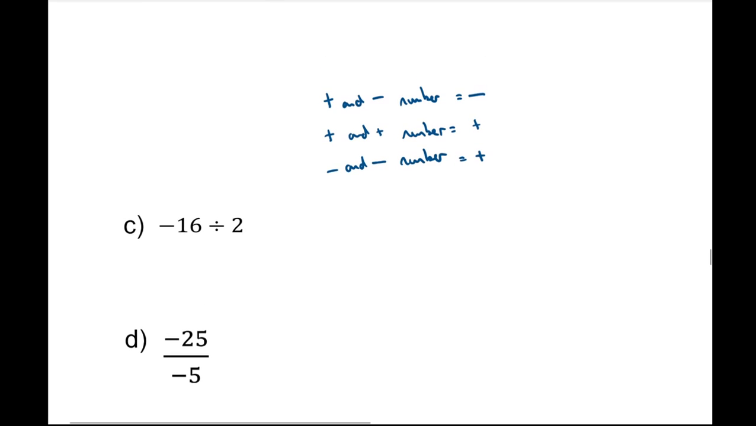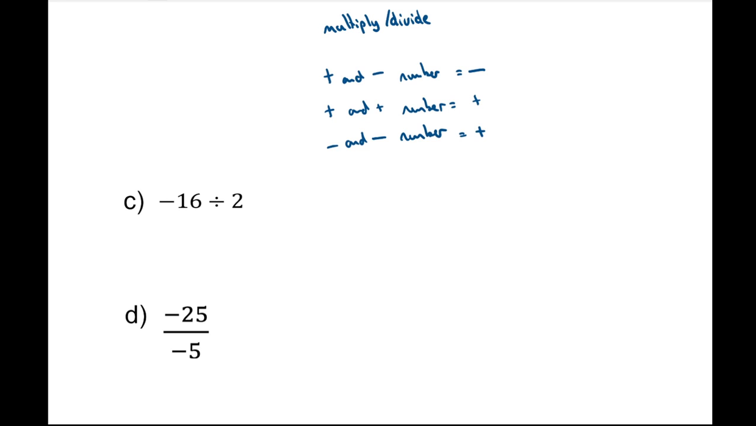So when we're multiplying or dividing, we can use kind of this little cheat code. If we have 2 different signs, our final answer should be a negative. 2 of the same signs, our final answer should be positive. So let's take a look at some just integer-only examples and see if we can solve them.